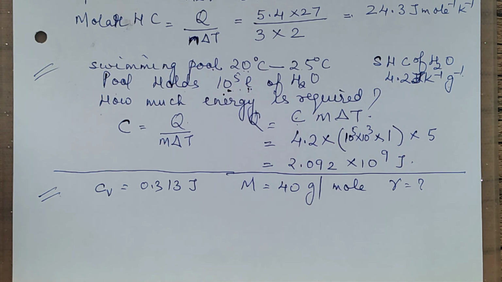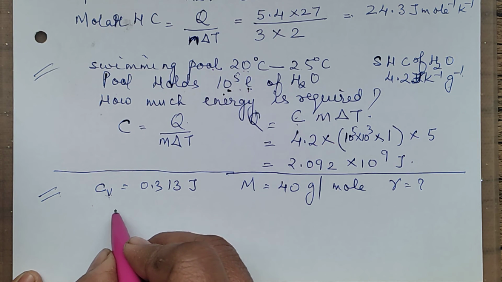Moving on to the next question. It says, specific heat capacity of gas is this. This is small cv. Specific heat capacity of gas at constant volume is 0.313 joule per gram per Kelvin. Molar mass of the gas is 40 gram per mole. Calculate the atomicity of the gas.